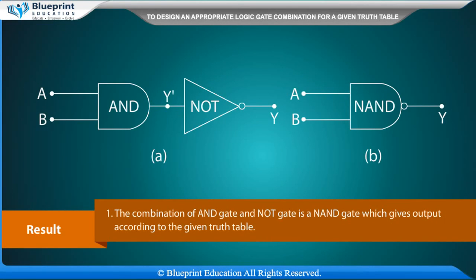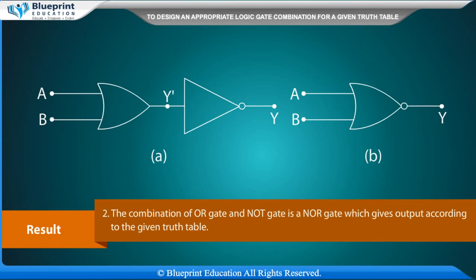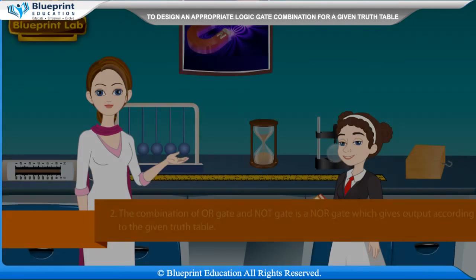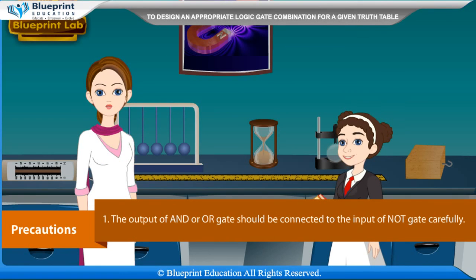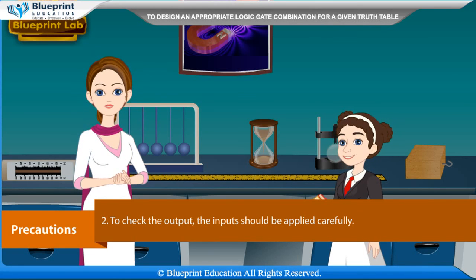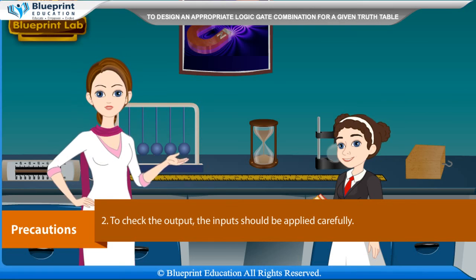Result. The combination of AND gate and NOT gate is a NAND gate which gives output according to the given truth table. The combination of OR gate and NOT gate is a NOR gate which gives output according to the given truth table. Precautions. The output of AND or OR gate should be connected to the input of NOT gate carefully. To check the output, the inputs should be applied carefully.